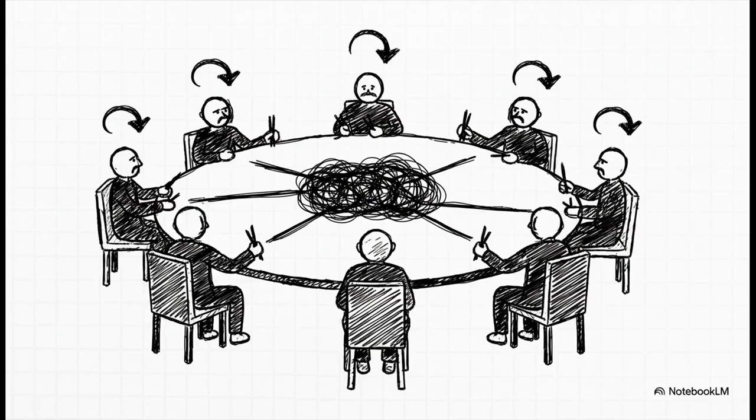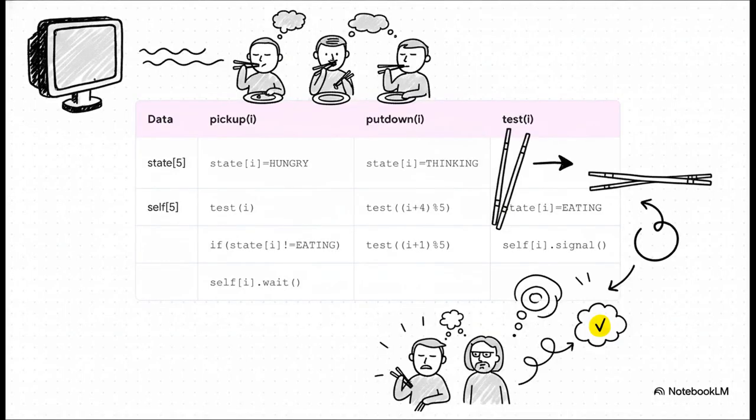They all sit down, they all successfully grab the chopstick to their left, and then they're all stuck. Every single one is waiting for the chopstick on their right, which is being held by their neighbor, who is also waiting. Nobody can move. That, my friends, is a perfect textbook example of deadlock. So how do we fix this?